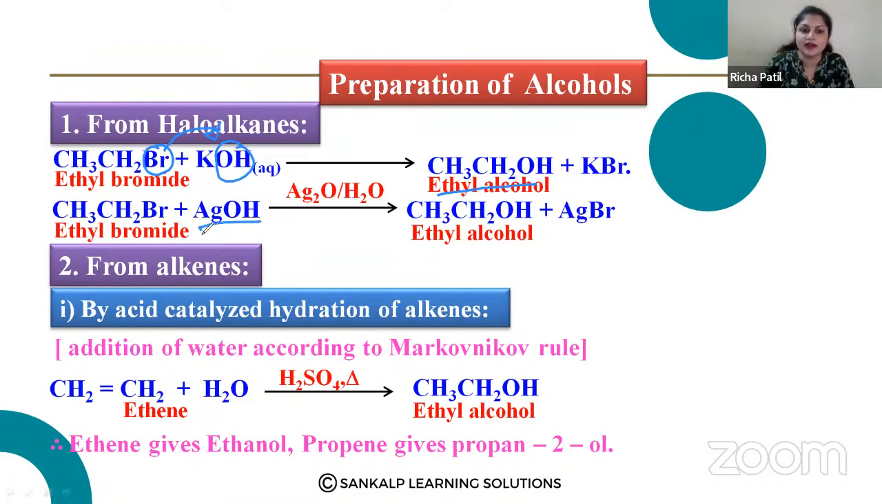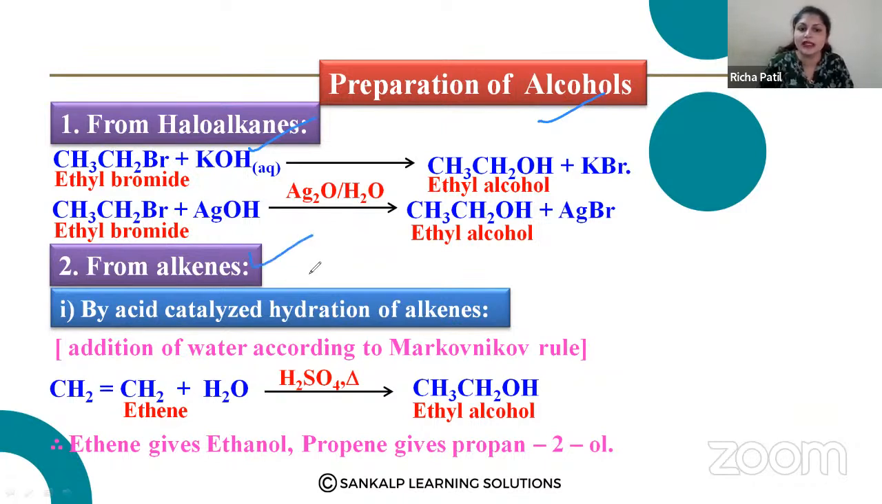Another example, the reagent taken is different. It is silver hydroxide. Ethyl bromide, when reacted with silver hydroxide in the presence of silver oxide or water, gives ethyl alcohol and AgBr. Only the difference is in side products. So this is the first preparation, from haloalkanes. You can prepare your alcohols this way.